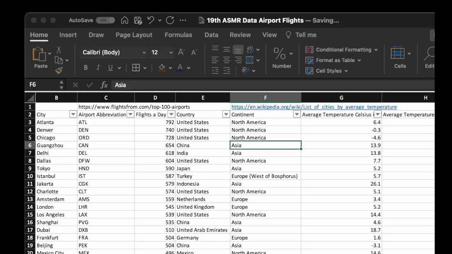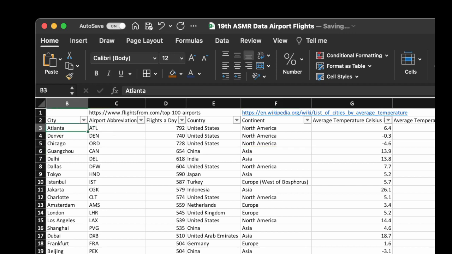Okay, so we'll start with the data here. Again, I'll leave a link in the description to where I obtained the data. This is in descending order, and it has the city, the airport abbreviation, because some cities have multiple airports that are in this list. And then it has the flights per day, so this list measures it in flights per day, not necessarily seats. Then it has the country, and then the continent.